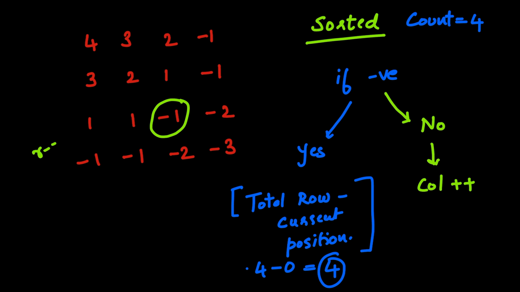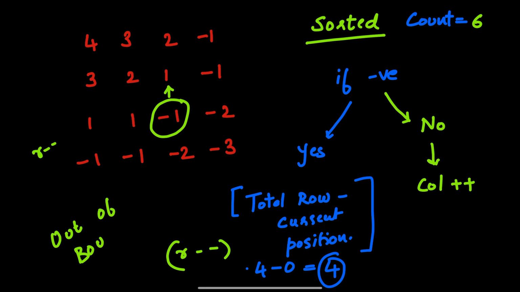The next value is minus 1, which is negative, so we'll go inside the yes flow, where we'll calculate the total number of elements to its right, including itself. Total elements are 4 and the current position is 2. The result is 2, which will be added to the global count. Like before, we'll decrement the row pointer to look at the next value above it. This will continue until either the row or the column pointer goes out of bounds.